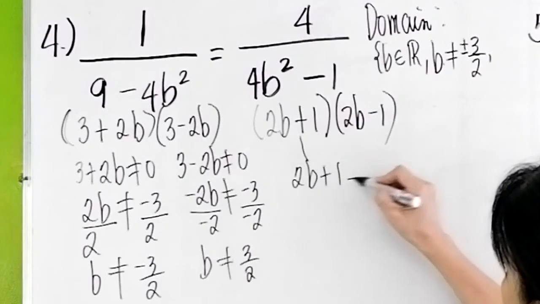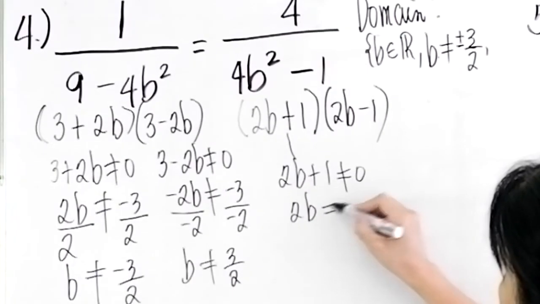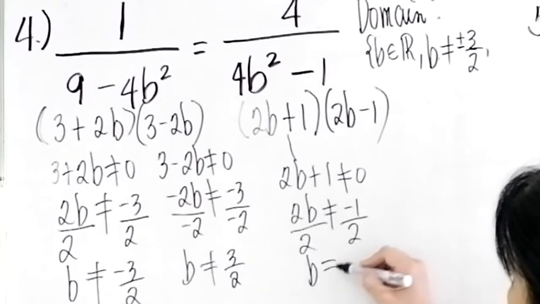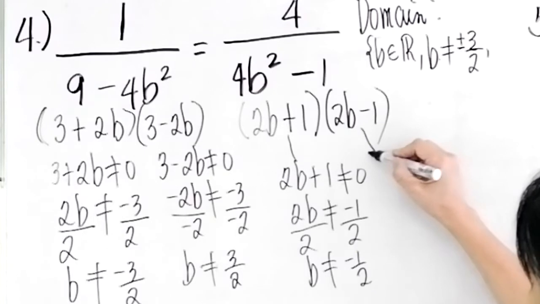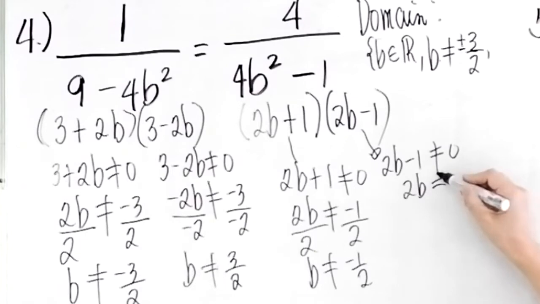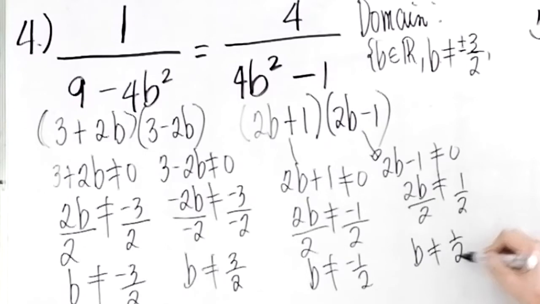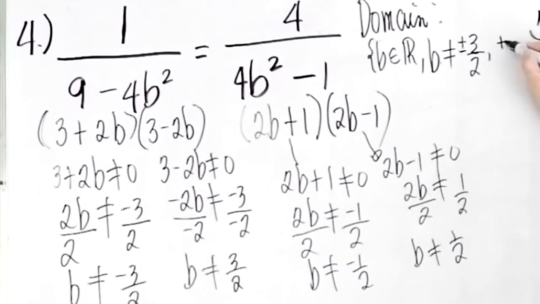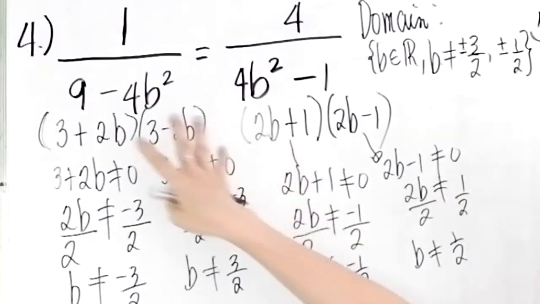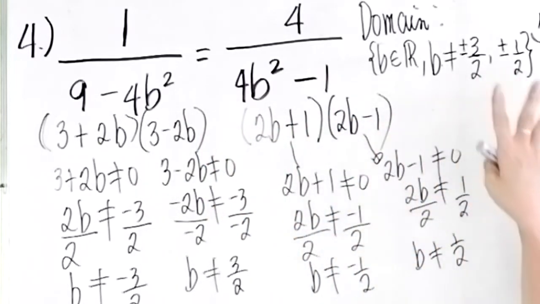Here, 2b plus 1 cannot be 0. So 2b cannot be negative 1. Divide by 2, b cannot be negative 1 half. So I'll make it fast here. 2b minus 1 cannot be 0. 2b is not 1. Divide by 2, b is not 1 half. So in other words, b cannot be plus or minus 1 half.